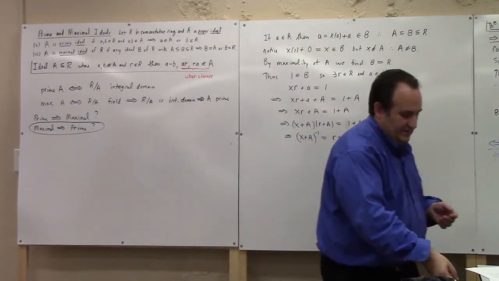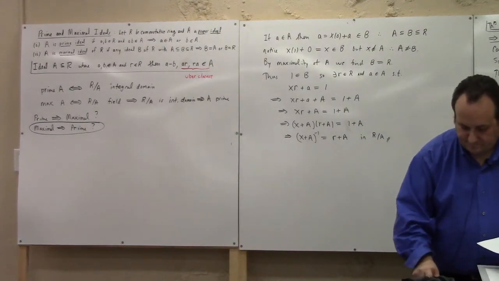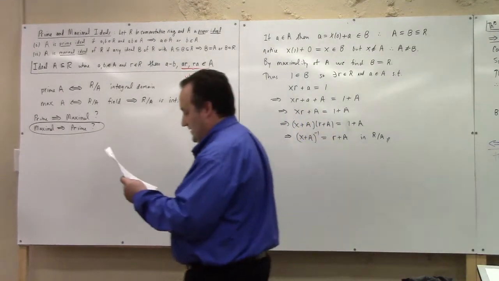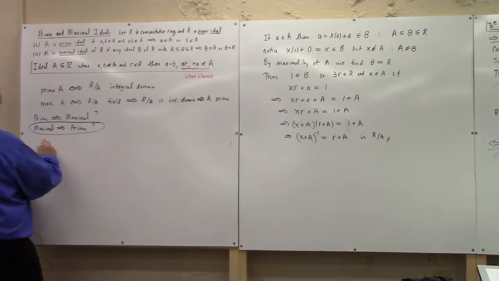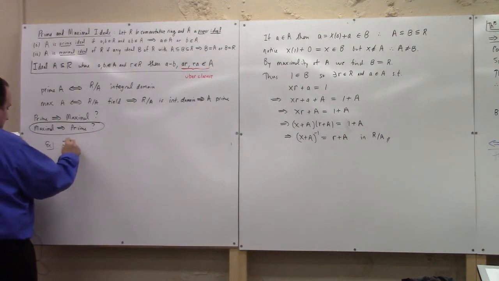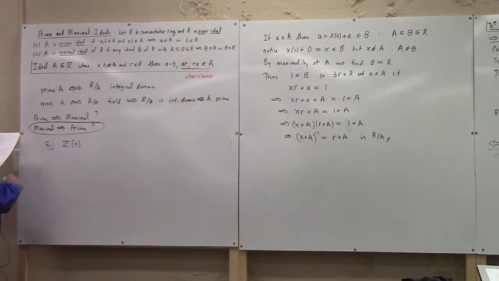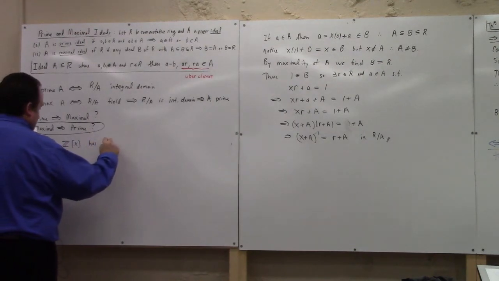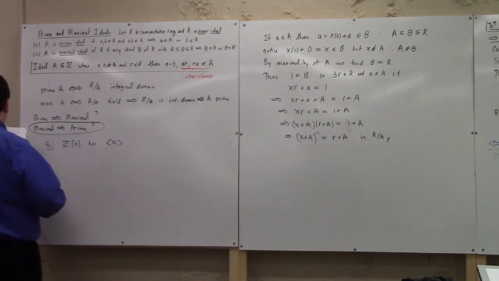All right, so here's an example of how that doesn't happen. So the example is this. Z[x], polynomials with integer coefficients. We can exhibit an ideal which is prime but not maximal. So here, the ideal generated by x is prime.